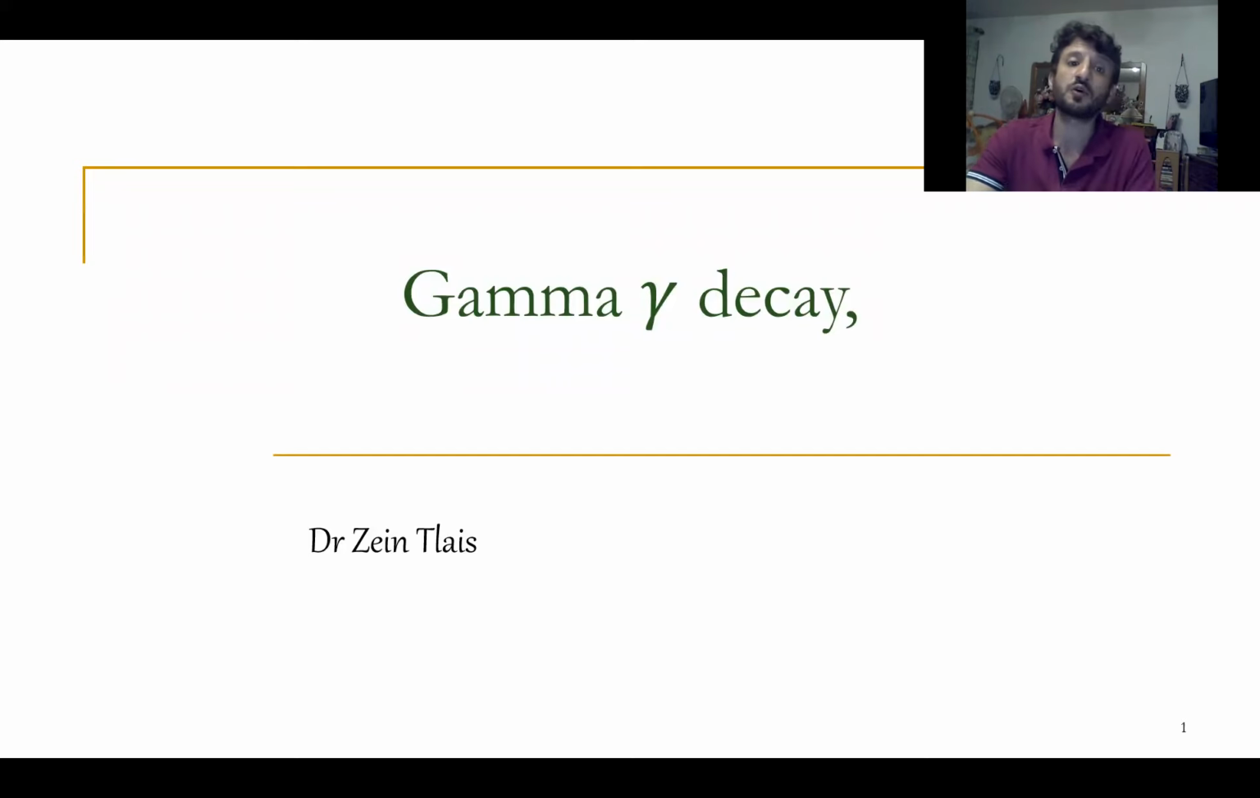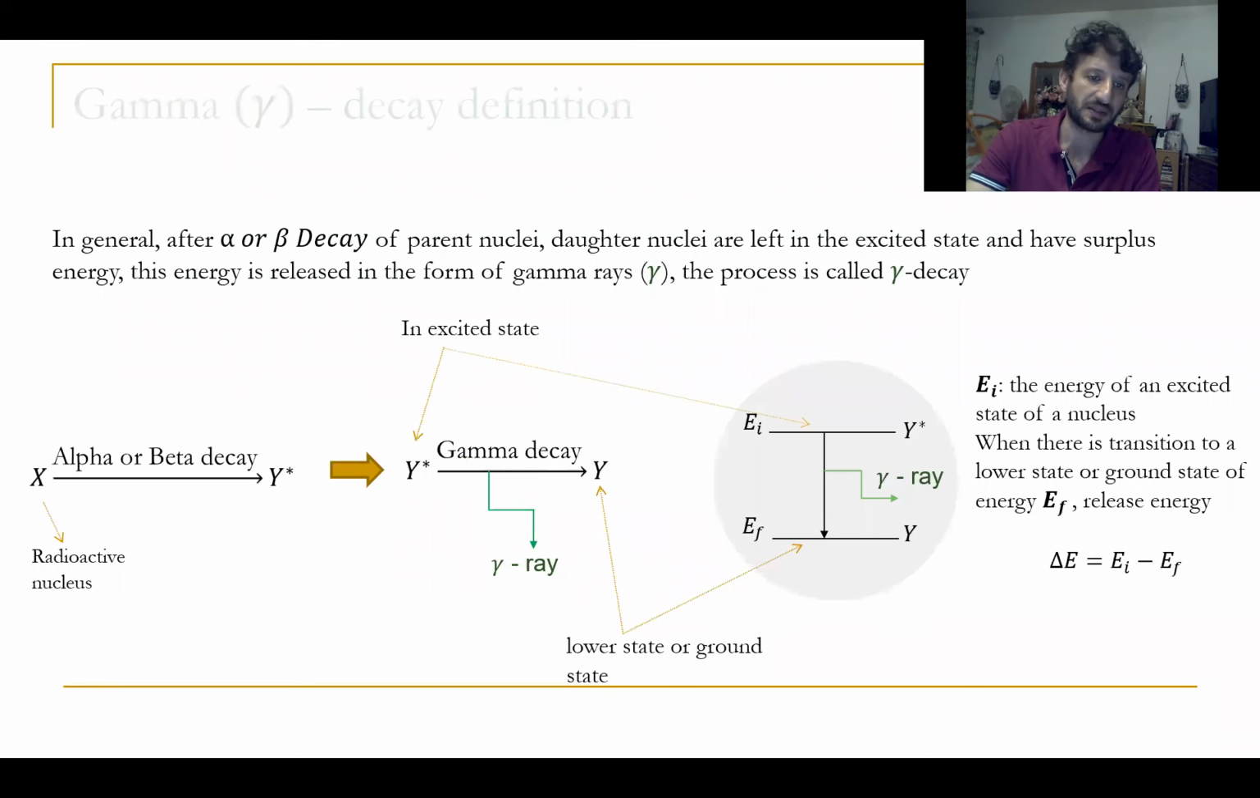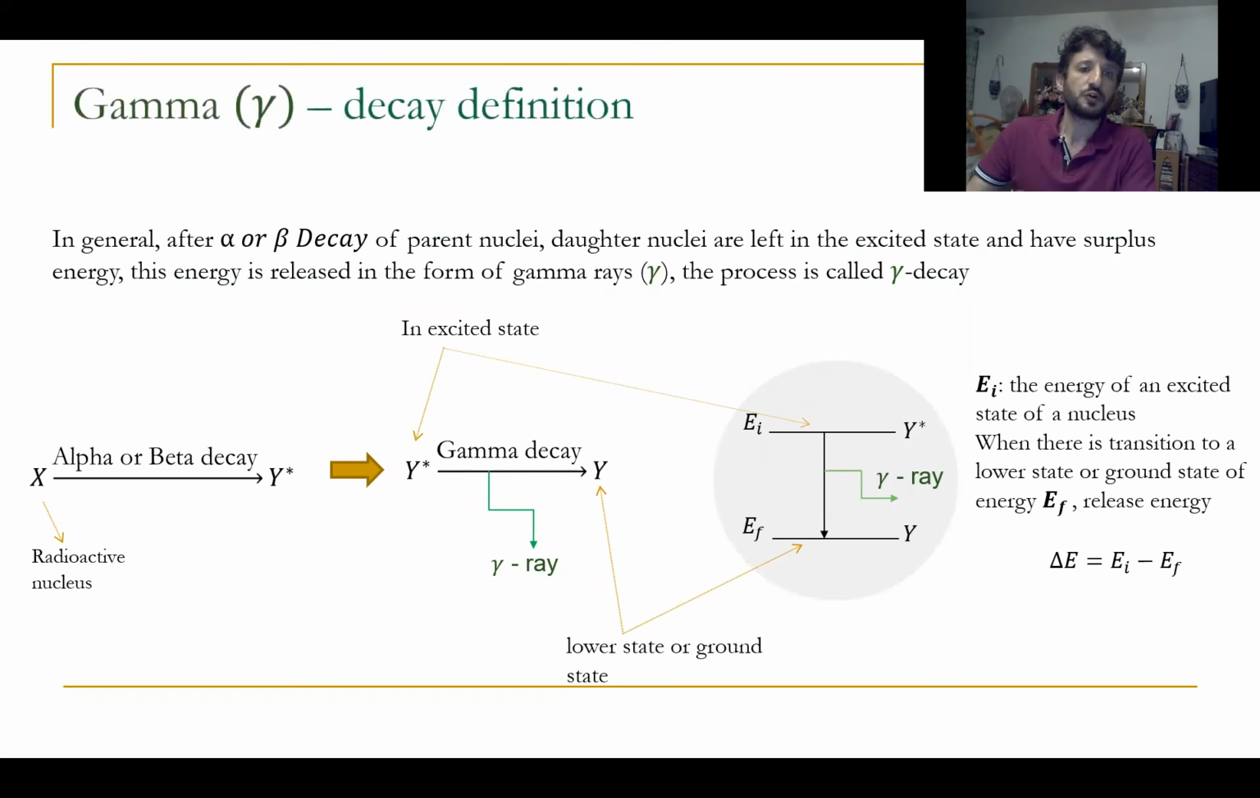But when I talk about gamma decay, it will not be the same. Let me explain, first of all, the definition of gamma decay. In general, after alpha or beta decay of a parent nucleus, let me take an example of a parent nucleus X. It's an unstable nucleus that will decay to Y star by alpha or beta decay.